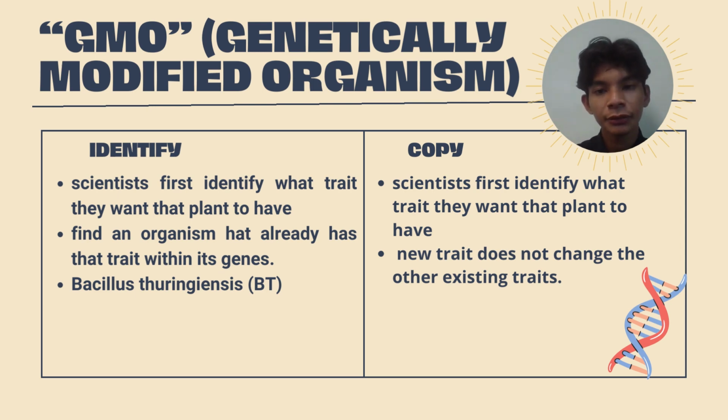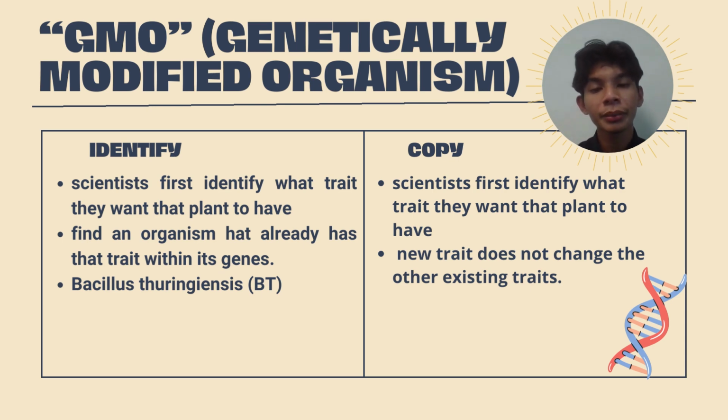By identifying, it means that scientists first identify what traits they want that plant to have, such as resistance to drought, herbicides, or insects. Then they find an organism, which is a plant, animal, or microorganism that already has the trait within its gene. For example, in our research, the gene used is from a soil bacterium called Bacillus thuringiensis, or Bt, which produces a natural insecticide that has been in use for many years in traditional and organic agriculture.